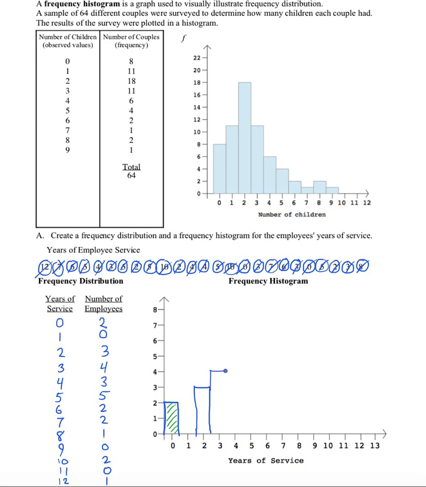Four 3s, 3 4s, 5 5s, 2 6s, 2 7s, 1 8, 0 9s, 2 10s, 0 11s, and 1 12.